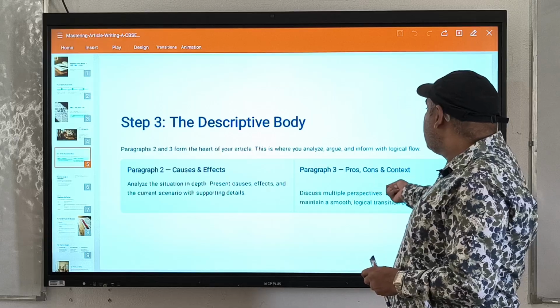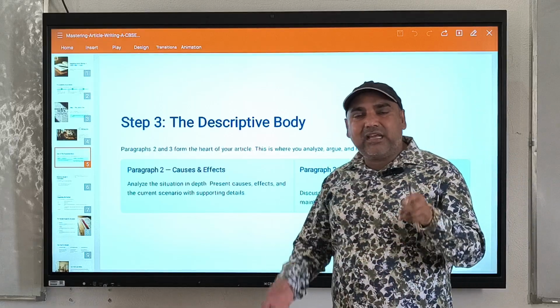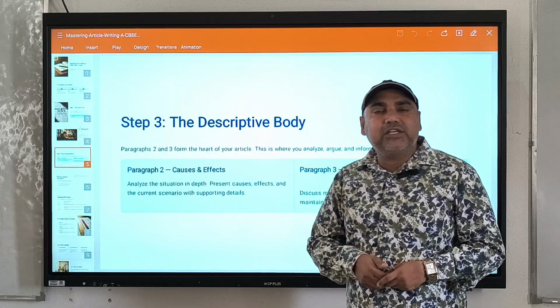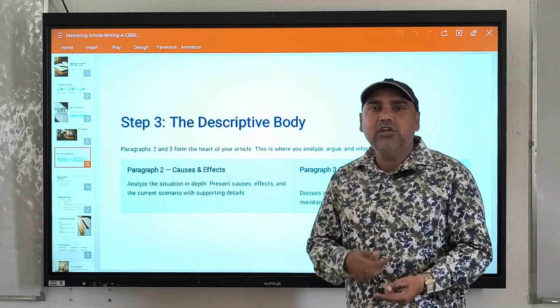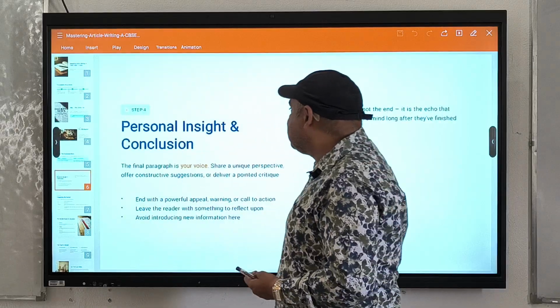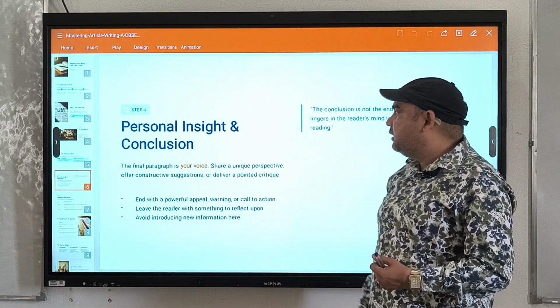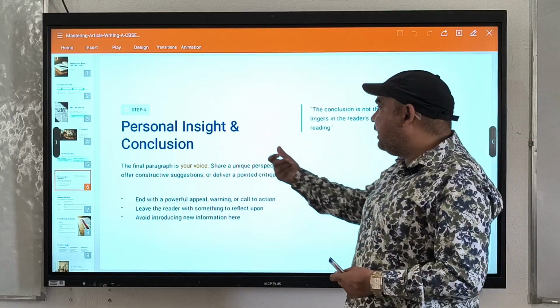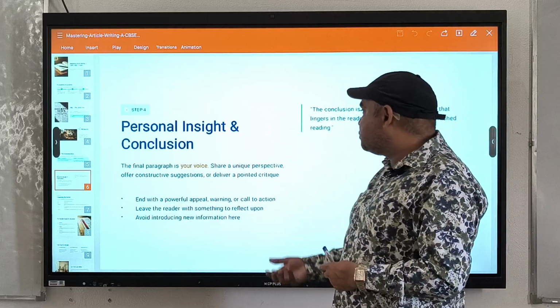Paragraph 3: pros, cons, and context. You have to supply the pros and cons. Pros and cons mean the merits and the demerits of that one. And finally, you have to lead towards conclusions so that you can give a better conclusion for the understanding of the readers. Now, personal insight. Insight means understanding, personal understanding or intuition. We can also use that word.